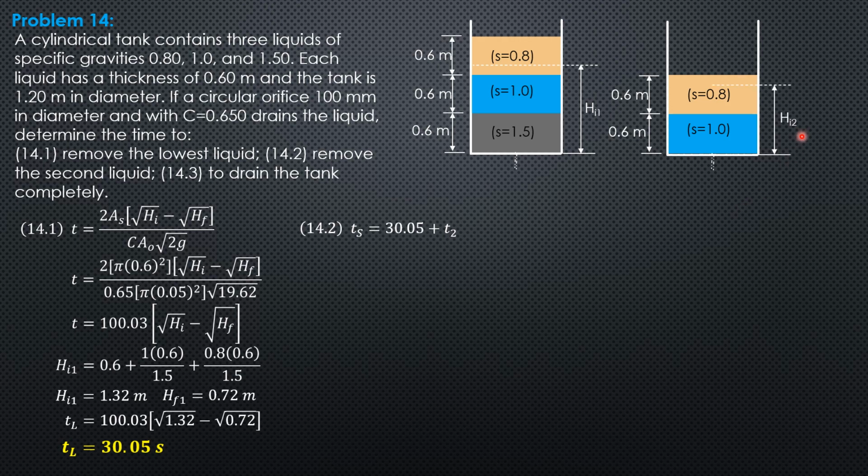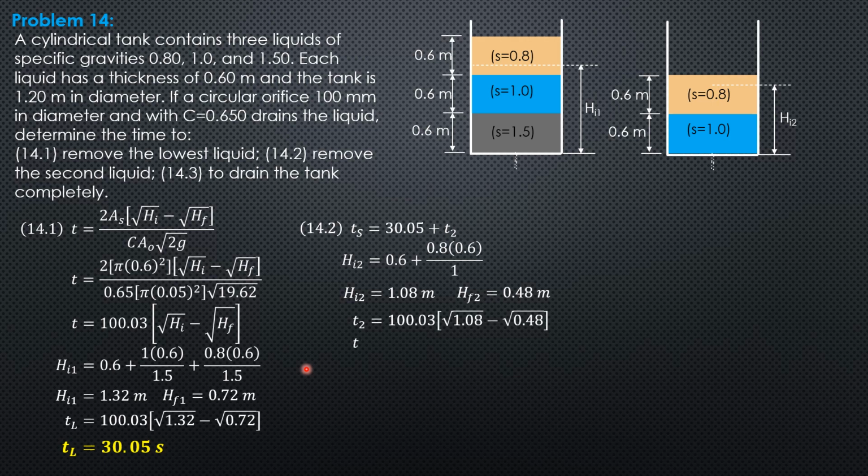I call that HI2. So HI2 is 0.6 plus 0.8 times 0.6 over 1. So that would be 1.08 meter. When the second liquid is removed, the thickness is 0.6, so 1.08 minus 0.6. That means the final head is 0.48. Then substitute into the same formula, 100.03 square root of 1.08 minus square root of 0.48. So T2 is 34.65 seconds.